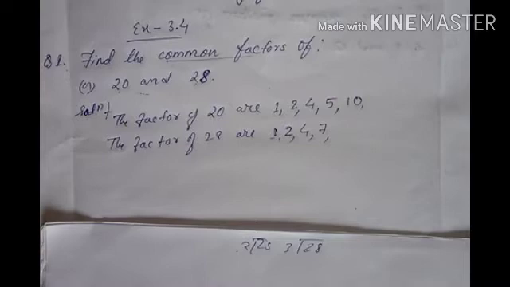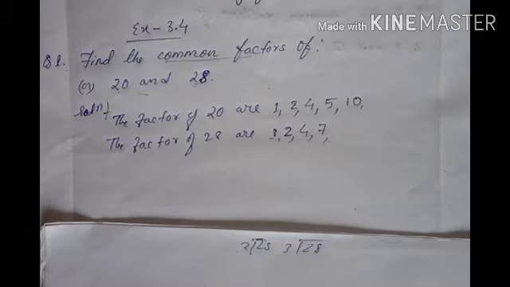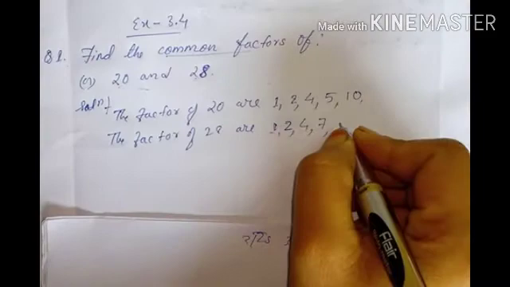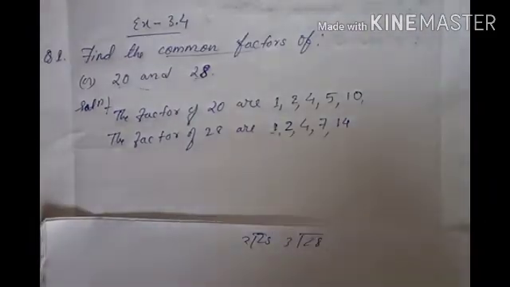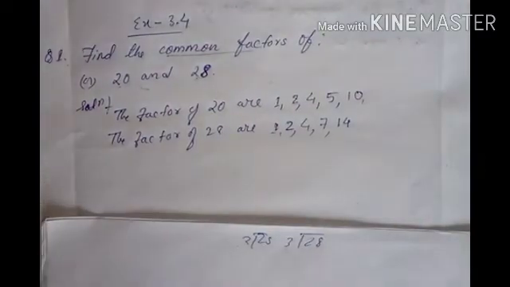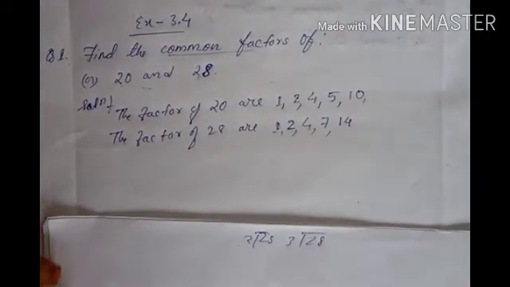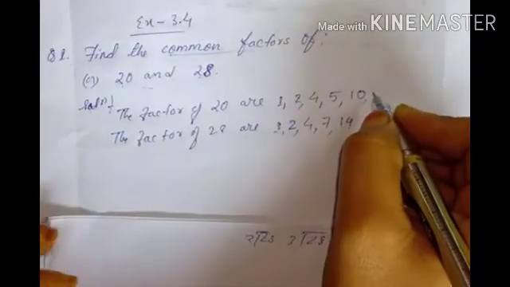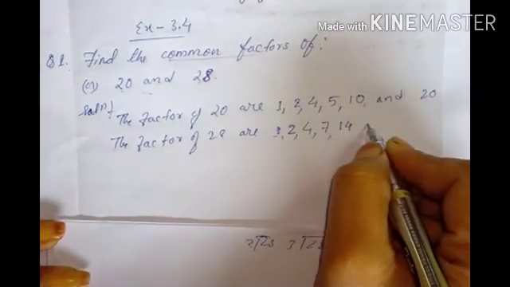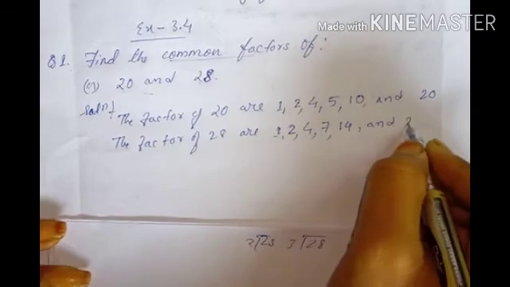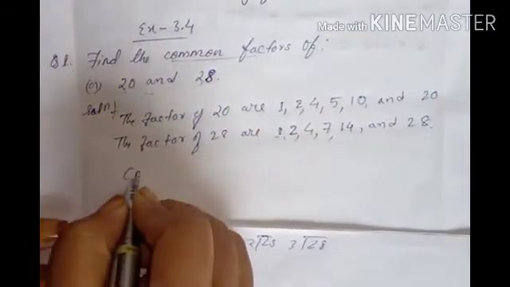Now 12 is also not there, because 12 twos are 24. 13 twos are not 28, so that will not be divisible. Now 14 twos are 28, so 28 is also divisible by 14. Is there any other number divisible? No, only these numbers. Here you can write 20 also, and here 28 also. After this, what is the number? Only 28.